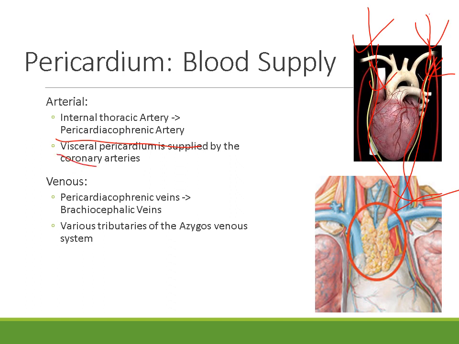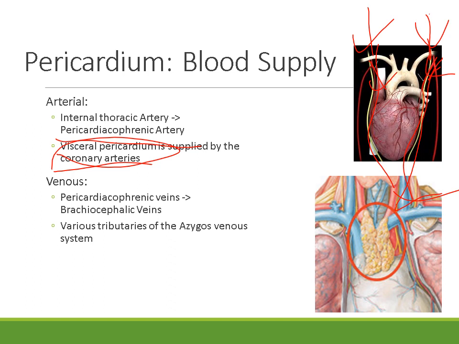The visceral pericardium is right on the surface of the heart. It's supplied by the same vessels that supply the actual heart muscle itself. So the coronary arteries, right? The left coronary artery and the right coronary artery branch off of the aorta, and then they have various branches that go to the heart itself, as well as the visceral pericardium.